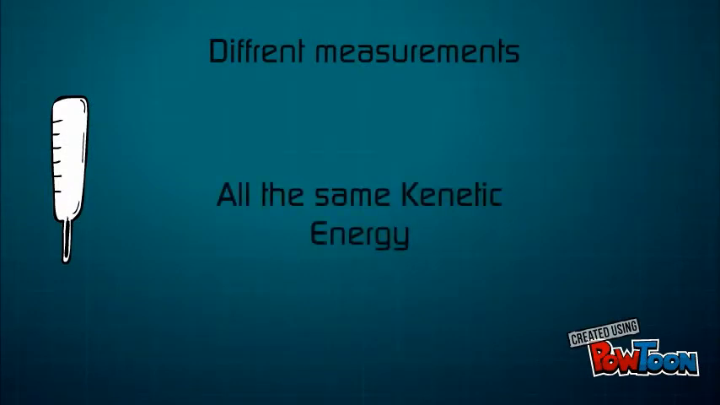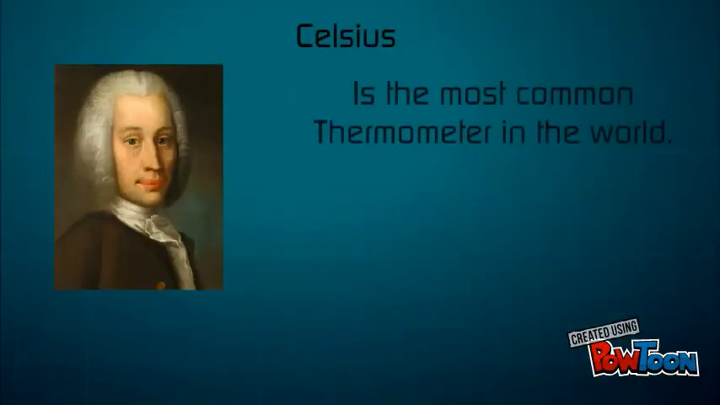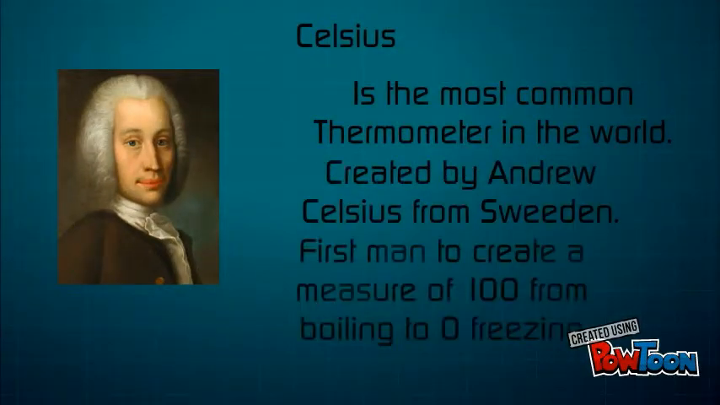There are 3 different measurements for temperature: Celsius, Fahrenheit, and Kelvin, but all are measuring the same kinetic energy. Celsius is the most common thermometer in the world, created by Andrew Celsius from Sweden. This is the first man to create a measure of 100 being the boiling point to 0 being the freezing point.